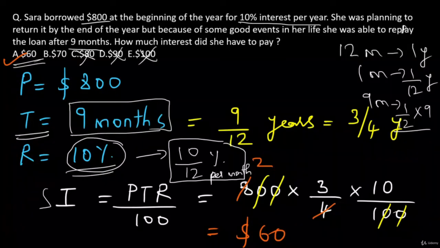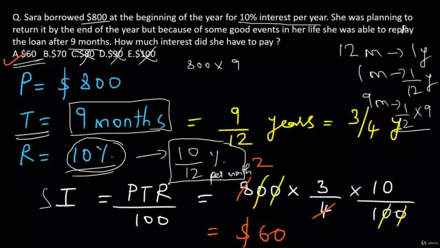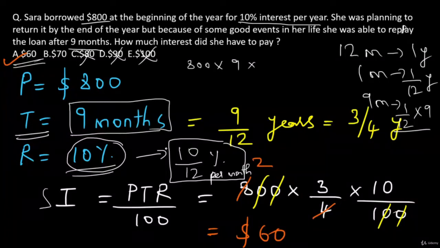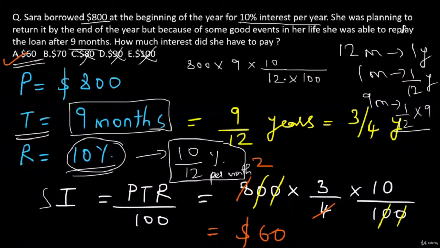All right, so I'm just showing you the other way. If you were to convert both into months, then what is the simple interest? That would be 800 into the time period, which would be 9 months, and the rate of interest is 10 by 12% per month. That's 10 by 12, and percentage means per 100, right? So you have to have 100 in the denominator. All right, so over here, that's PTR by 100.